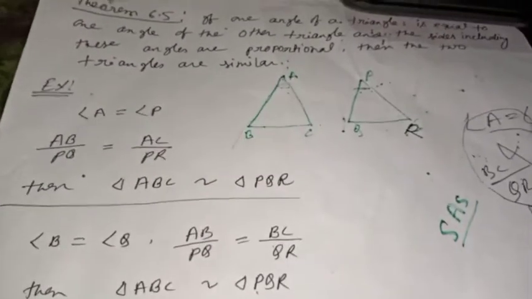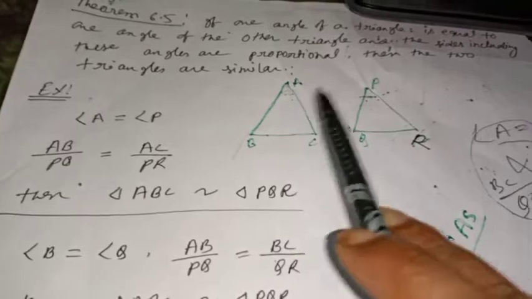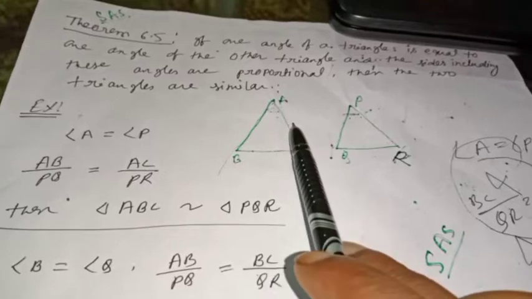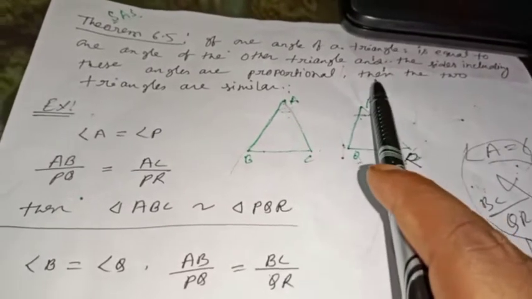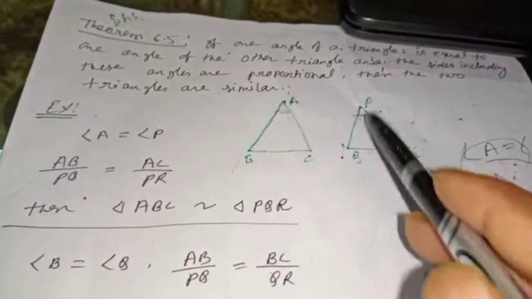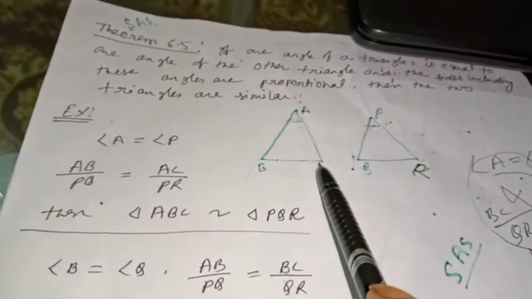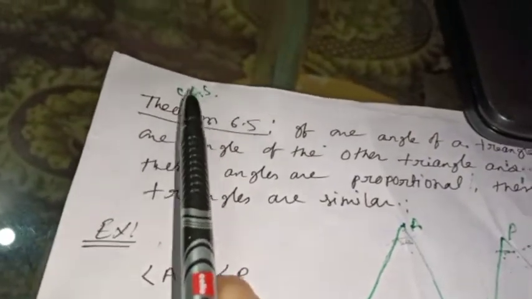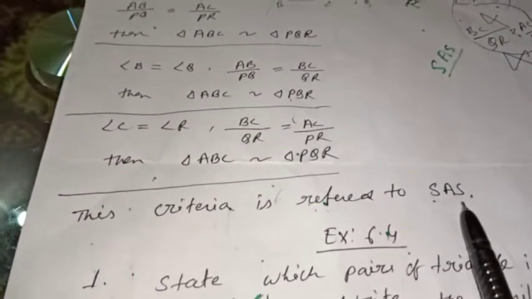These two triangles are similar only when one of the angles of a triangle is equal to one of the angles of the other triangle, and the sides including these angles are proportional. Only the sides including this angle. If angle A is equal to angle P, then you have to show the ratio AB by PQ is equal to AC by PR. Or if angle C is equal to angle R, you have to get BC by QR equal to AC by PR. Understood? This criterion is called SAS, side angle side. Understood? This criterion is referred to as side angle side.